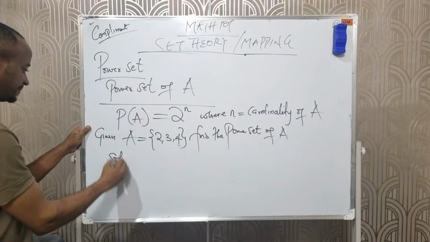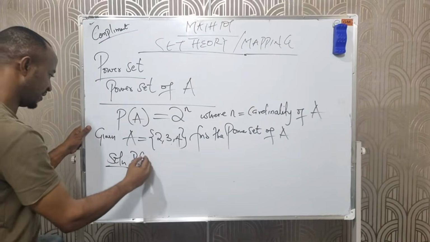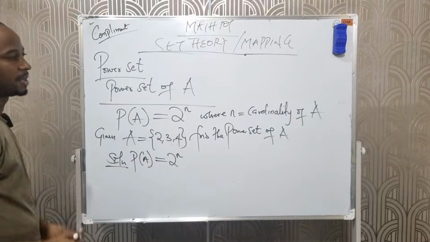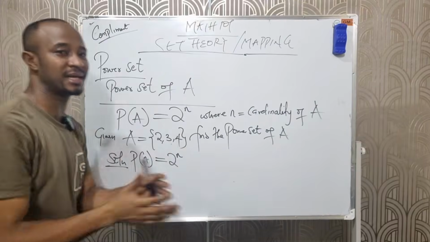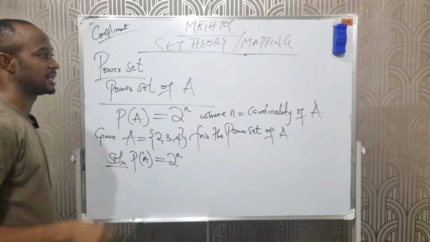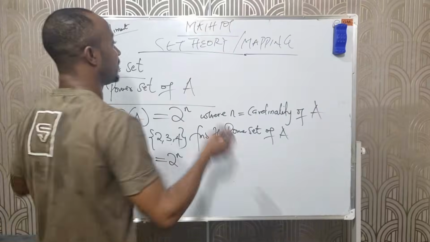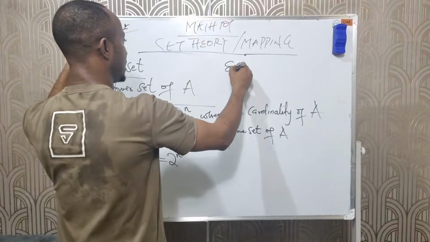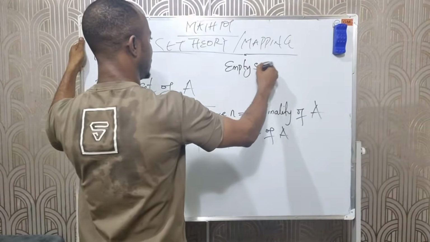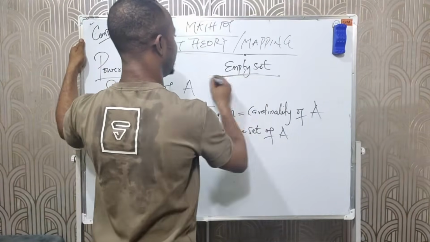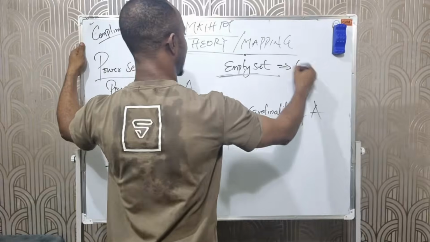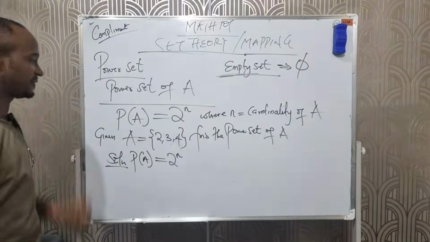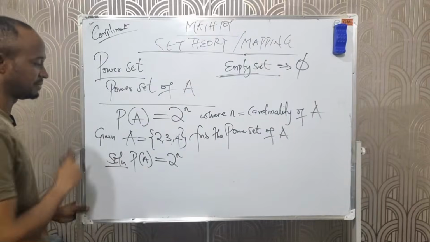Solution to this: our P of A, the formula says 2 raised to power n. Power set tells us how many subsets are contained in a given set. And you must take note that the first subset of any given set is an empty set, or a null set.